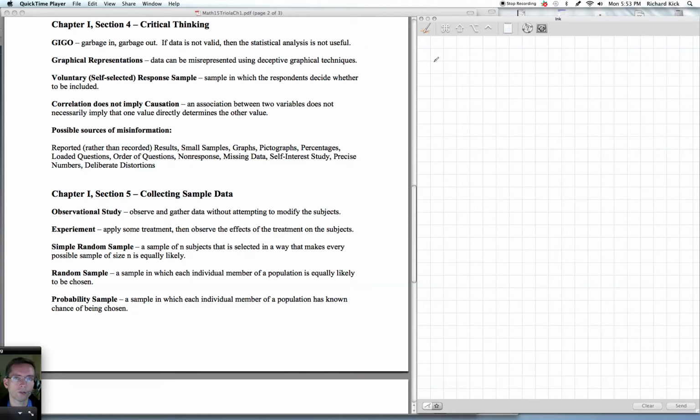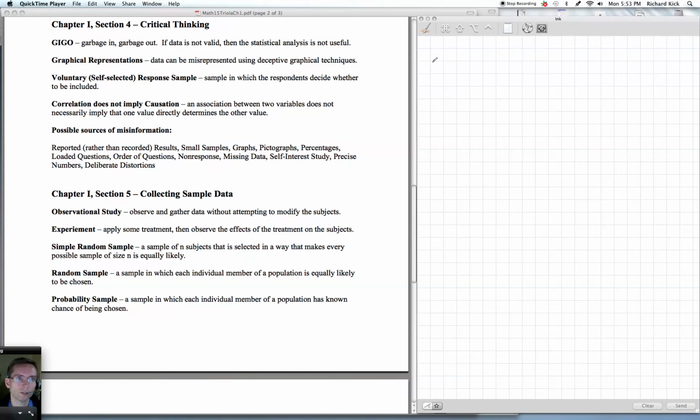One of the things you have to be careful of is garbage in, garbage out, or GIGO. It's very common in computer science to hear about garbage in, garbage out. If you put in data that's not valid, the analysis that you perform, no matter how meticulous you are with your statistics, will not be useful. So make sure that you spend the time getting data that's useful, that is unbiased, that is meaningful, then also perform the statistical analysis on that useful data.